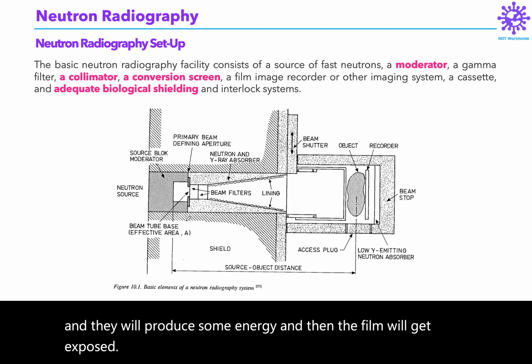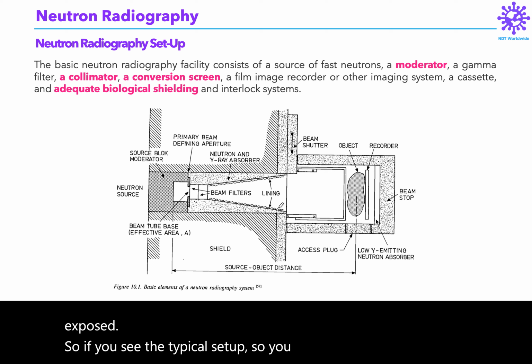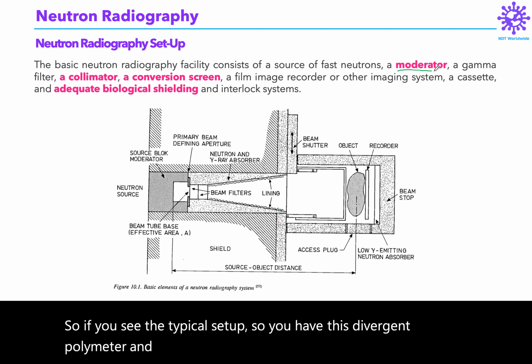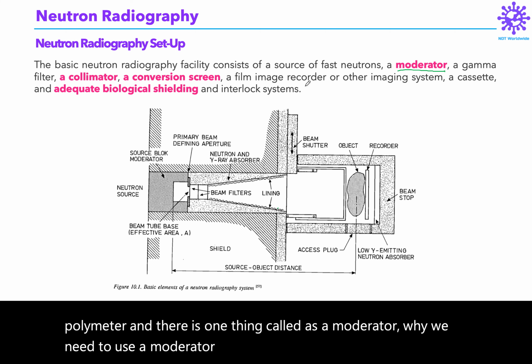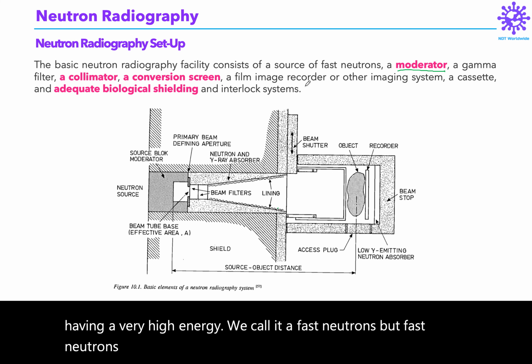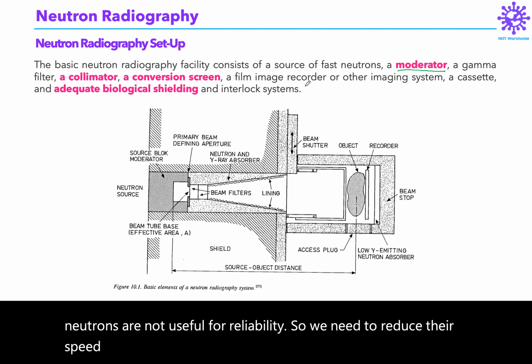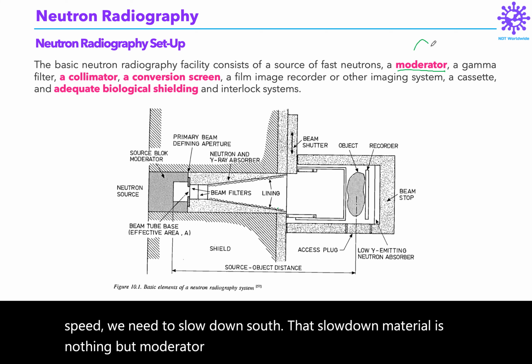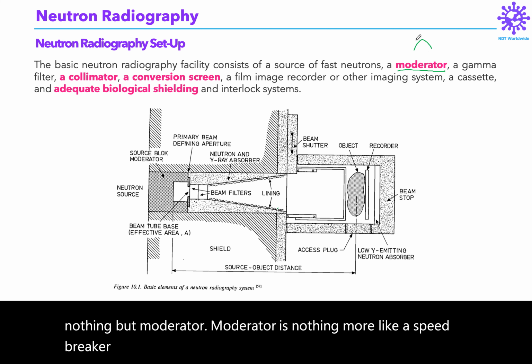If you look at the typical setup, you have this divergent collimator, and there is one thing called a moderator. Why do we need to use a moderator? If you produce neutrons, they all have very high energy, we call them fast neutrons, but fast neutrons are not useful for NDT. So we need to reduce their speed, we need to slow them down. That slowing down material is nothing but a moderator. A moderator is like a speed breaker. If you want to control their speed, you need to pass them through the moderator.